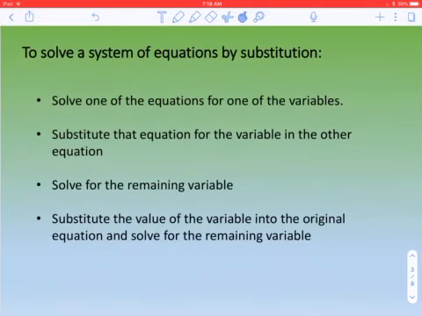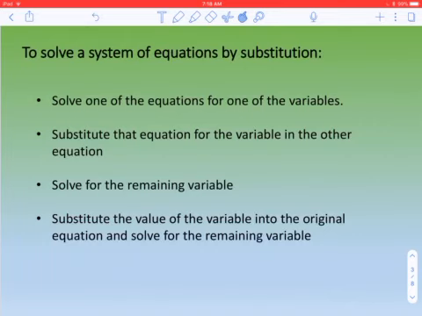To solve a system of equations by substitution, we need to make sure that one of the equations is solved for one of the variables. We're going to be dealing mainly with x and y today. So one of the equations needs to be x equals, or one of the equations needs to be y equals. If it's not, then we need to solve for x or y.